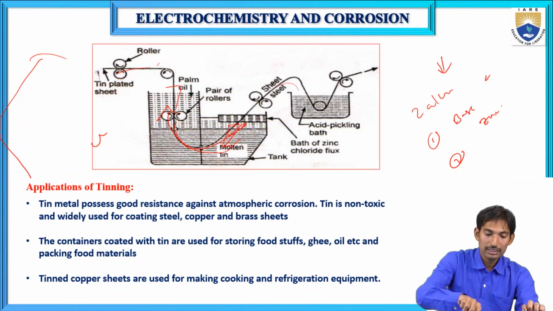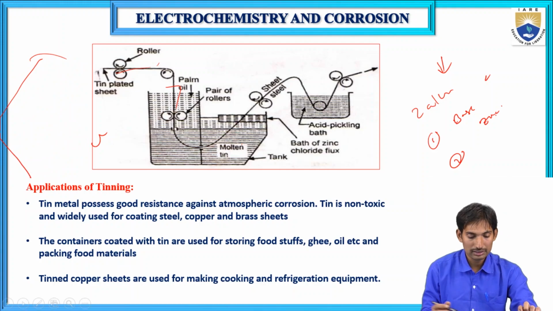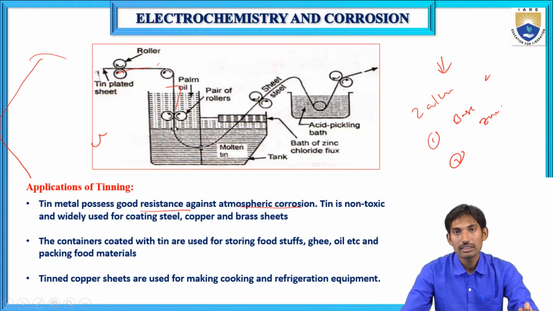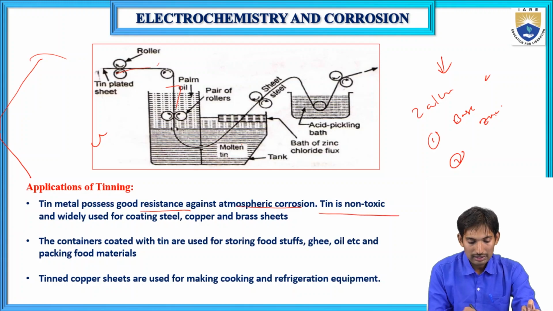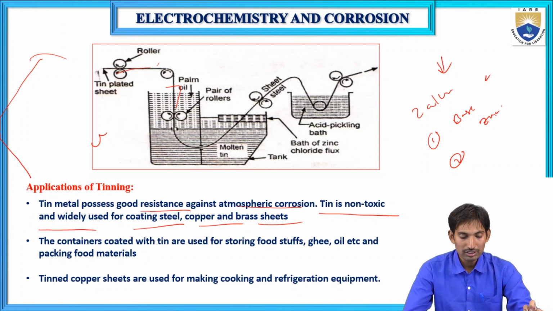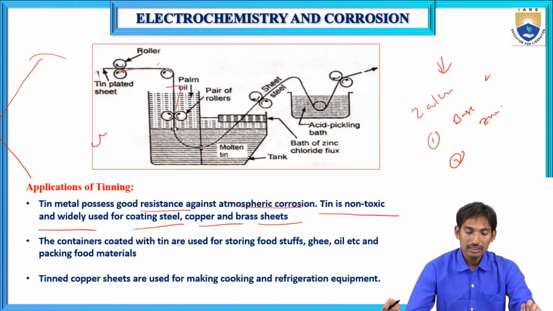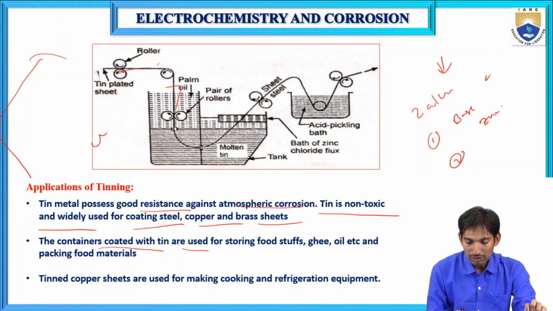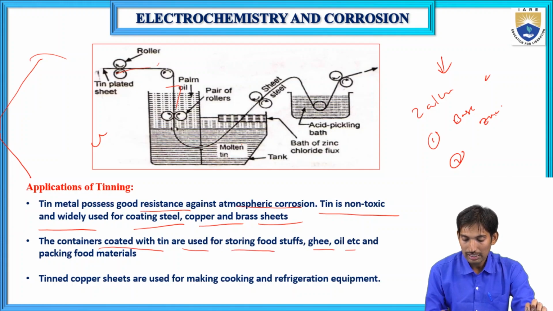What are the applications of tinning? These are the applications. Tin metal possesses good resistance against atmospheric corrosion. Tin is a noble metal, so it has high resistance to corrosion. Tin is non-toxic and widely used for coating steel, copper and brass sheets. Since tin is non-toxic, we can use it for coating any base metals. Containers coated with tin are used for storing foodstuffs, ghee, oil, etc.